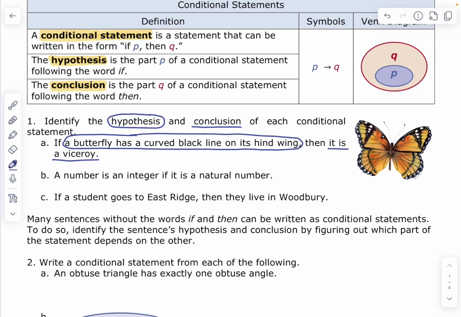Okay. B is a little bit different. It says a number is an integer if it is a natural number. So it's not written in that if-then form, but recall the hypothesis always follows the word if. So in this case, our hypothesis would be, it is a natural number. Our conclusion then would be a number is an integer. Okay, we're going to skip C for now. I'd actually like y'all to try that on your own and we'll go over the answer in class tomorrow. So come to class with that answer.